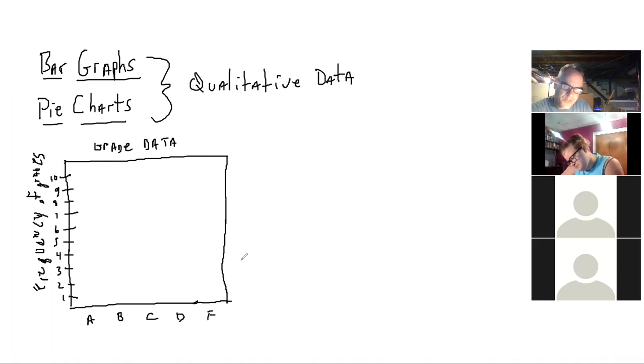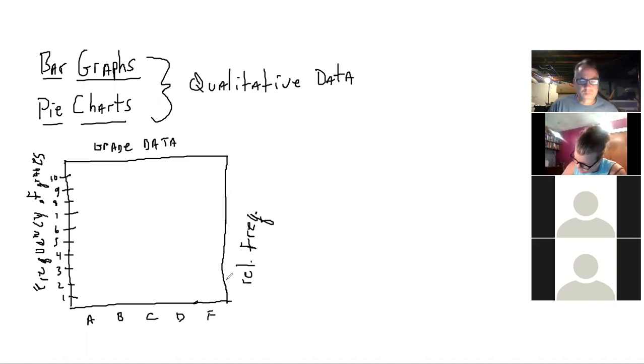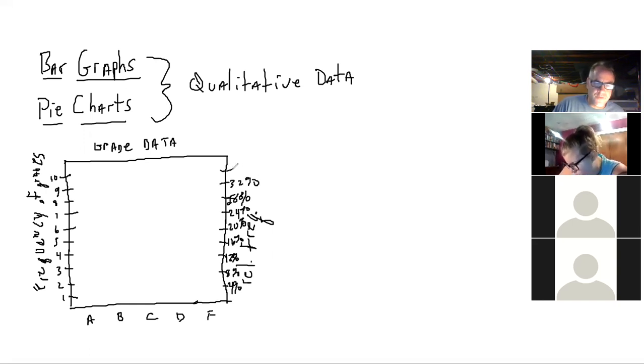All right, best I can do. On this side right here is going to be my relative frequency. And I'm just going to abbreviate it. I would organize it by gaps to something that made sense. I'm going to do it by, in this case, 4s. So 4%, 8%, 12%, 16%, 20%, 24, 28, 32, and then 36%.